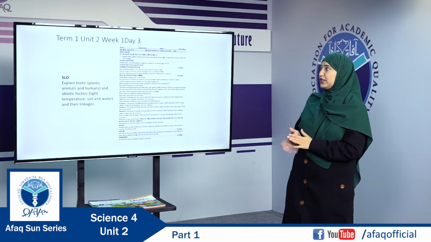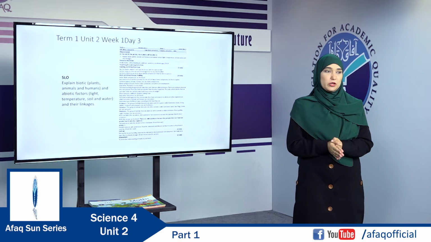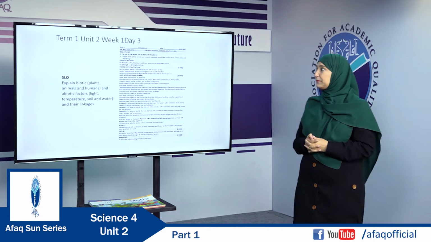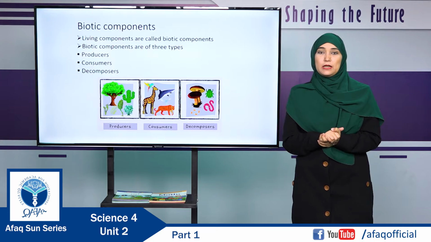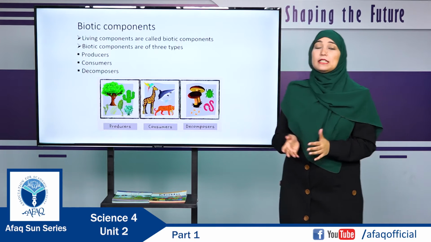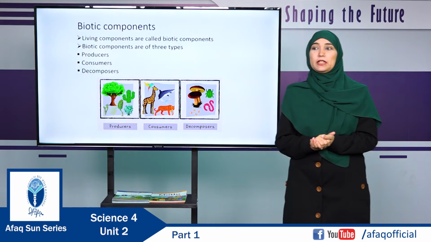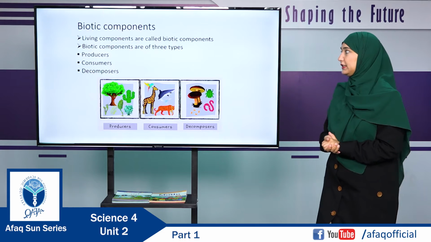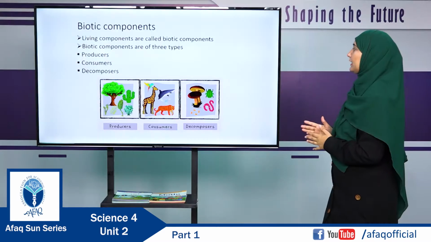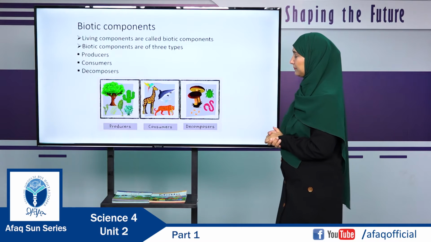Moving towards Day 3 of Week 1, Unit 2, Term 1. We are going to cover the same SLO in this DLP. Students, you have learned about abiotic components. Now we will learn what are biotic components. The living components of an environment are called biotic components. Biotic components are of 3 types: producers, consumers and decomposers.